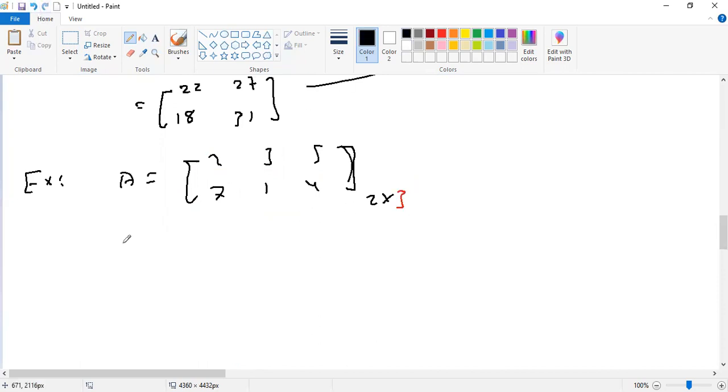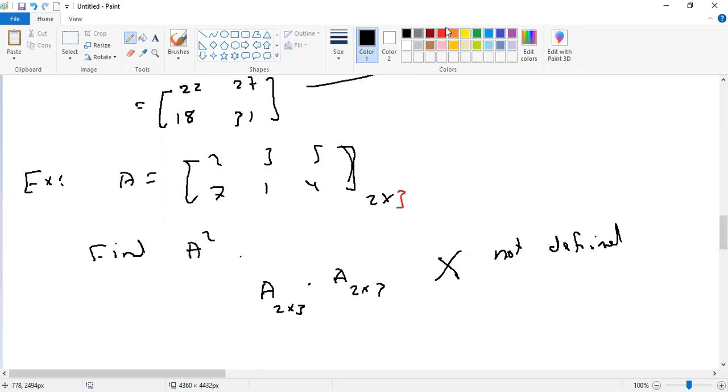Now, if I said find A squared, what about A squared? A squared will be 2 by 3 times the same A, 2 by 3. Is this allowed? No, not allowed, not defined. Why is it not defined? Because look, the number of columns is 3 and the number of rows is 2, not equal.